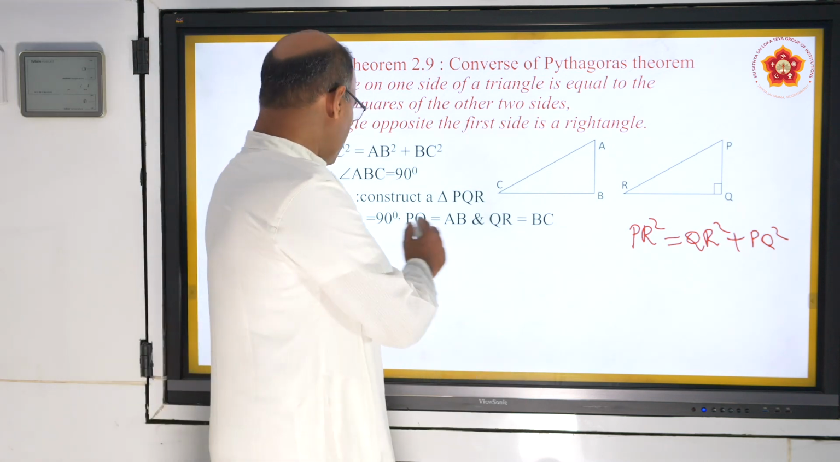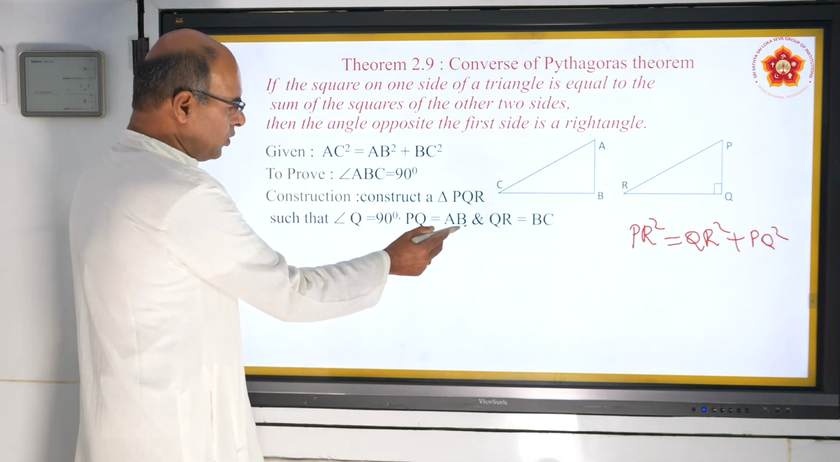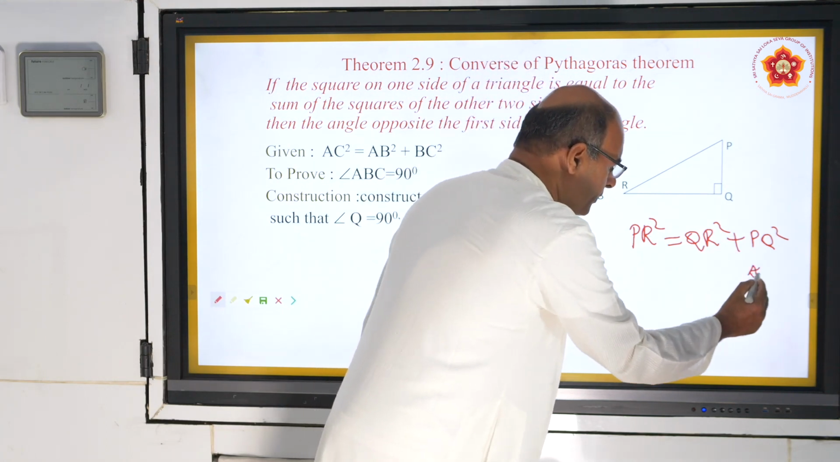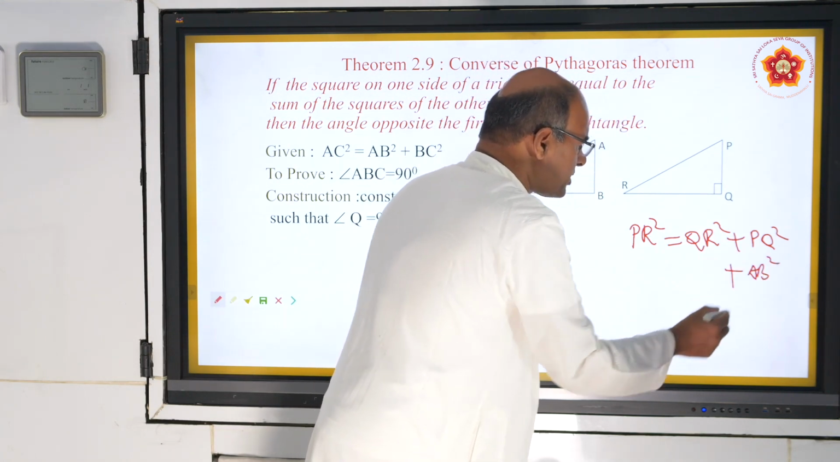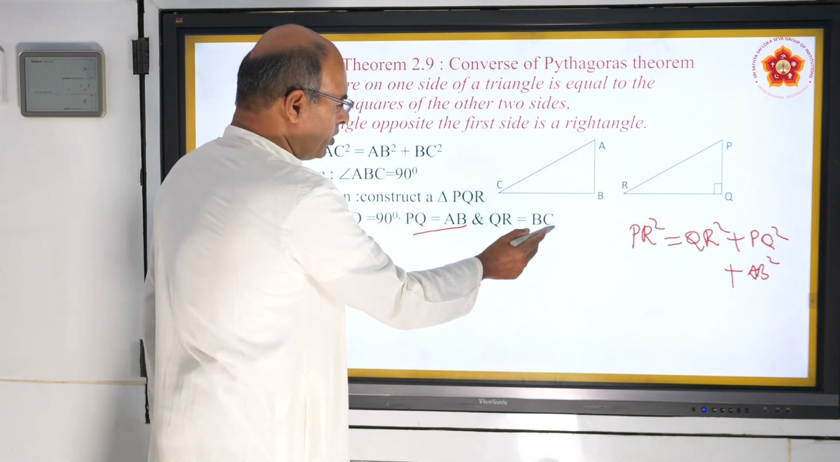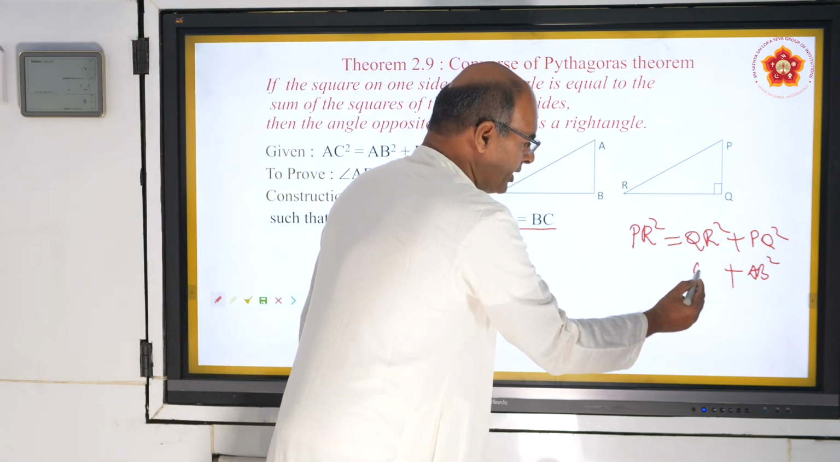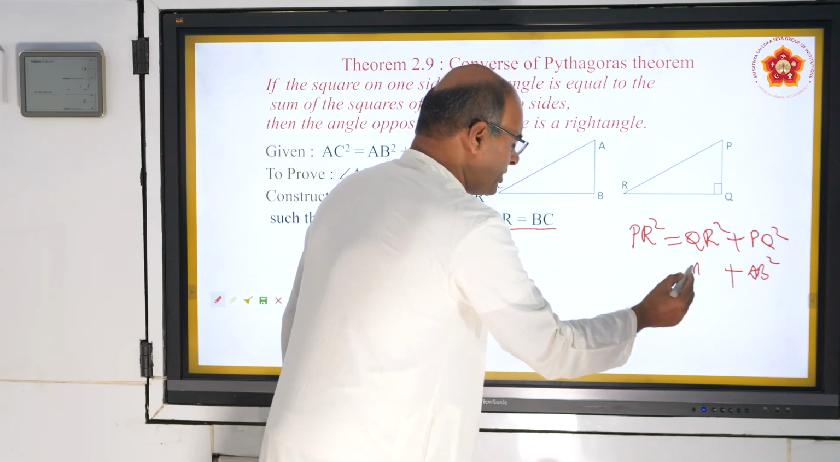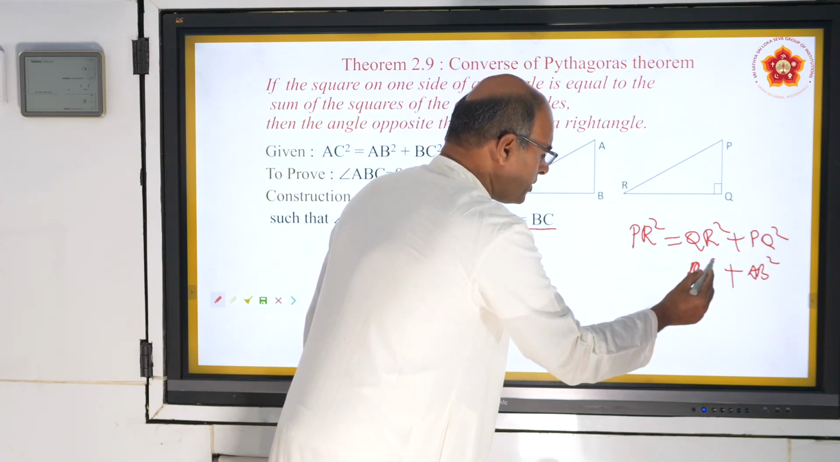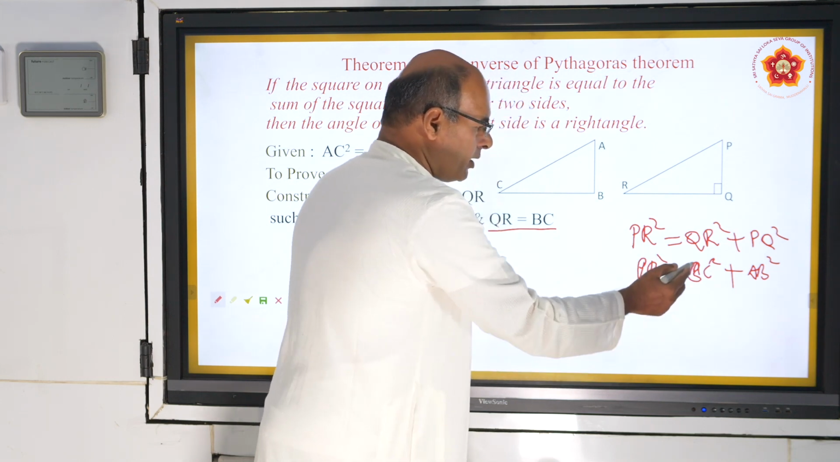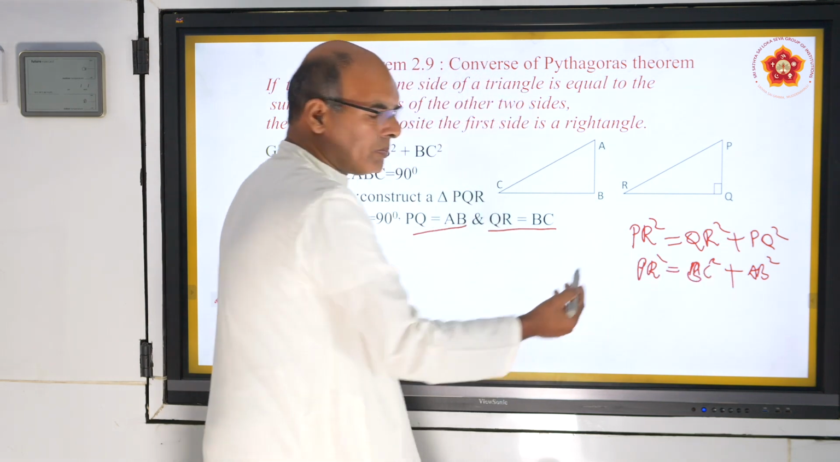But according to our construction, PQ is equal to AB, so I'll write AB in the place of PQ. According to our construction, QR is equal to BC, so in the place of QR, I'll write BC. Here AB square plus BC square is equal to PR square.